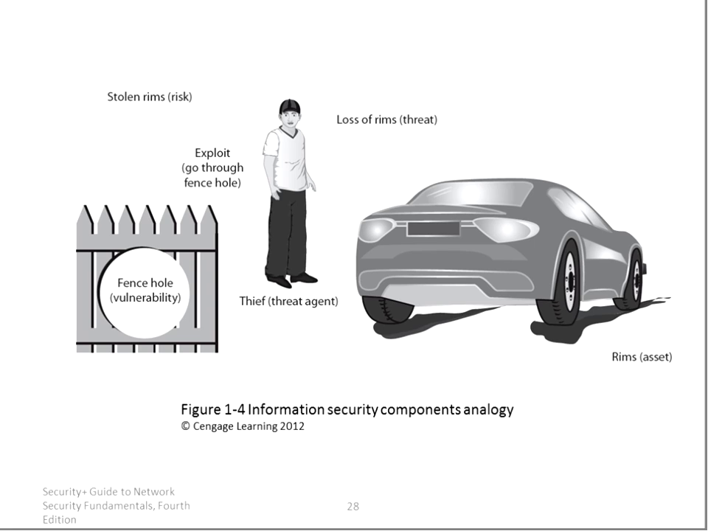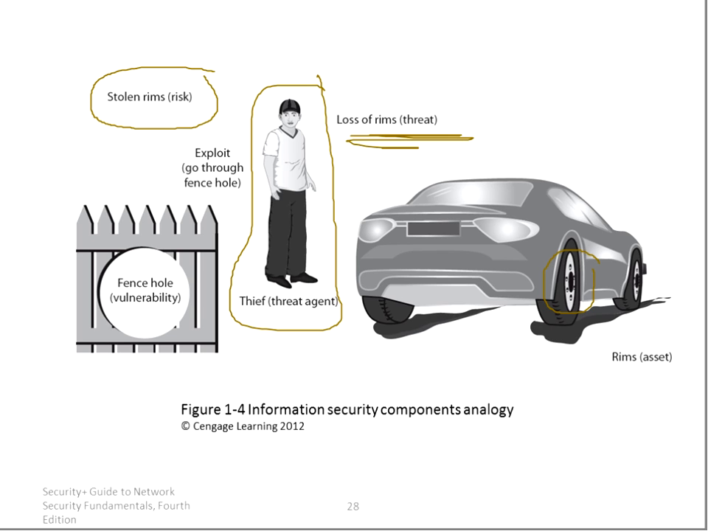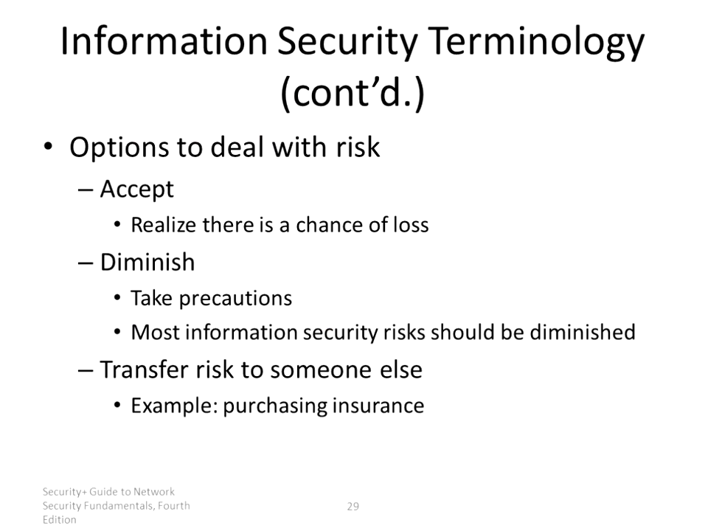Here is an example, like a thief trying to take the rims off a car. The threat agent is the thief. The asset is the rims of the car. The threat would be loss of the rims. The risk would be the rims being stolen. And the exploit, the loophole, is the hole in the fence where the thief can get into our parking lot or parking space and steal the rims.